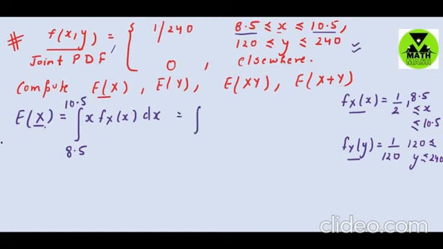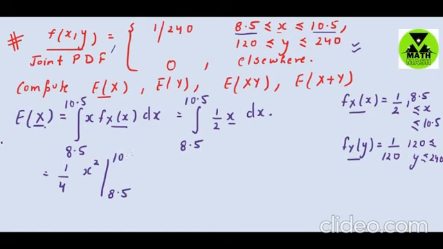Integrate, so this is equal to the integral from 8.5 to 10.5, and we know that the marginal density of x is 1 by 2, so this is 1 by 2 into x, and integrate with respect to x, which is equal to, the integration of x is x square by 2, so this comes out to be 1 by 4 x square, and the limits from 8.5 to 10.5, so this is equal to 1 by 4. When we substitute x as 10.5, so this is 10.5 square minus 8.5 square. So here we can apply the formula of a square minus b square. So this becomes 1 by 4.